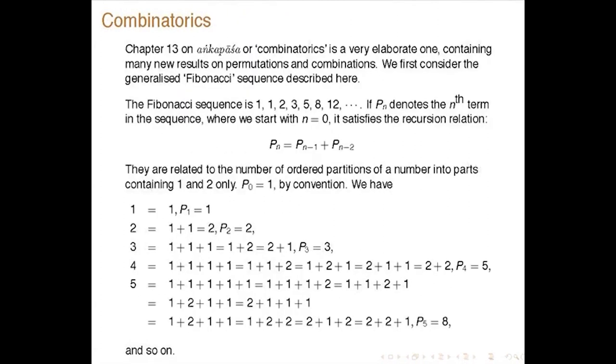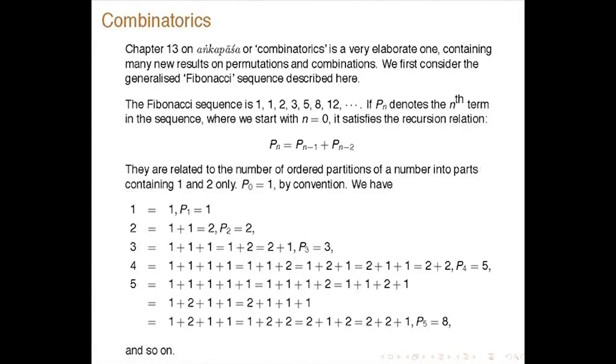Then of course I will not be dealing too much with combinatorics, but I will tell a little bit. That is there in the 13th chapter called Ankapasha. It is a very elaborate one containing many rules, new results on permutations and combinations. So he considers a generalized Fibonacci sequence he described here. We already heard about it.